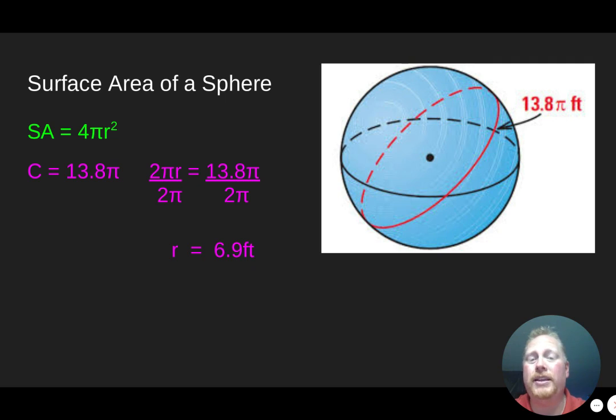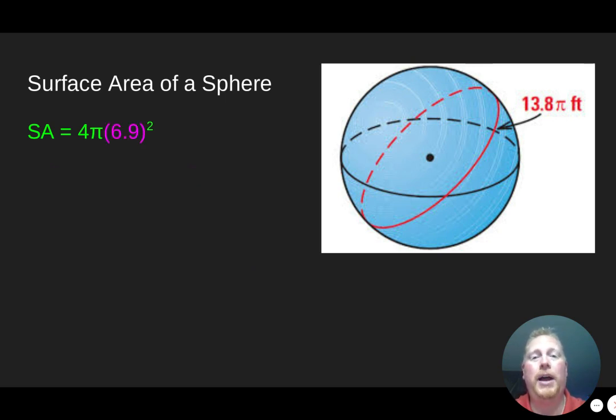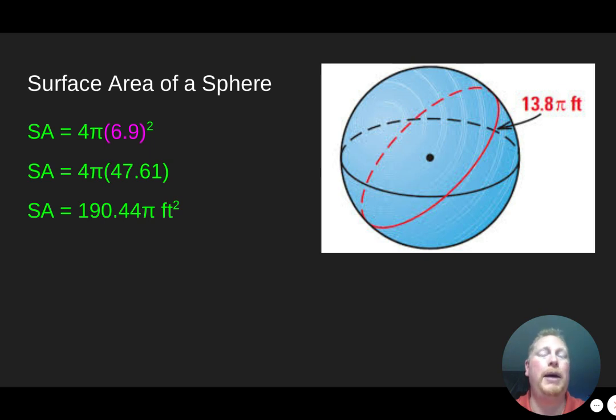So now that we know the radius, all we got to do is just plug it into the formula. And so we get 4 pi times 6.9 squared. So 6.9 squared is 47.61. Multiply that by 4, and we've got 190.44 pi. And of course, since we're talking about area, surface area, it's units squared. Okay, so sometimes they make us work a little bit to figure out what the radius is, but nothing too terribly hard.